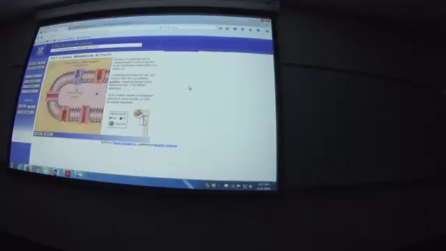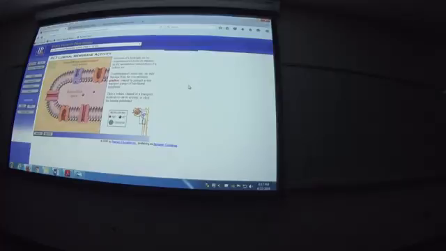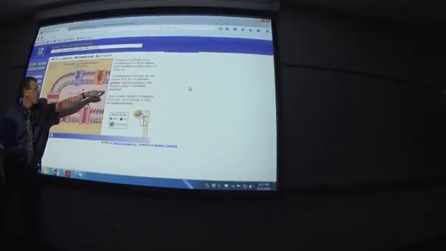Try this one. Is it reabsorption or is it secretion? Both, right? So what thing there is being reabsorbed? Sodium. What thing is being secreted? Hydrogen. Hydrogen ions are going this way.